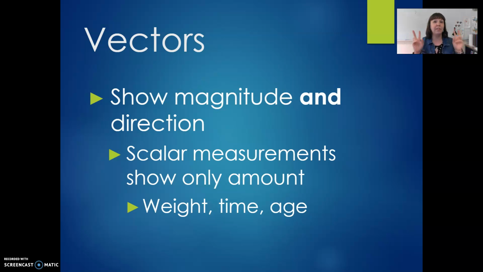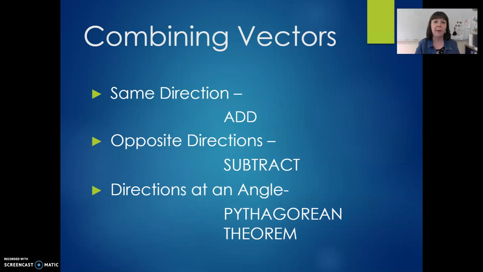So the weight that you see on the scale, that's how I remember a scalar, is like a scale. The time, there's no north, south, east, west with time. How old you are, those are all things that just give you a number. They don't have a direction associated with them.